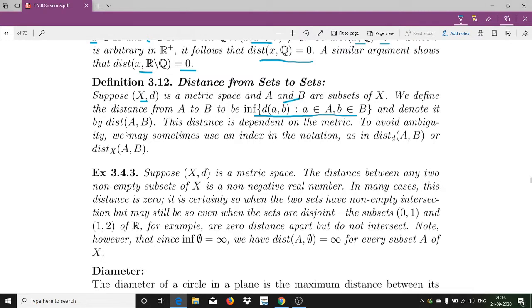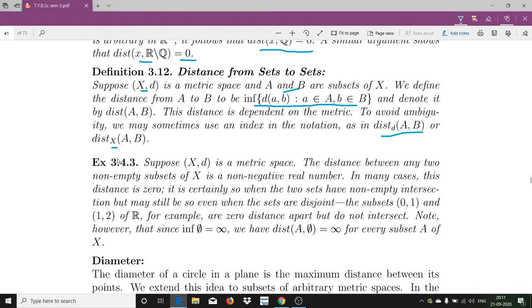Sometimes, to avoid ambiguity, we need to mention the metric or the metric space which you are dealing with. So sometimes we use this notation also. If you want to emphasize the metric, we will denote it by dist with suffix d of (A, B). And if we want to emphasize the metric space, then we will write dist with suffix capital X, which denotes the metric space, of (A, B). Let's see the next example.